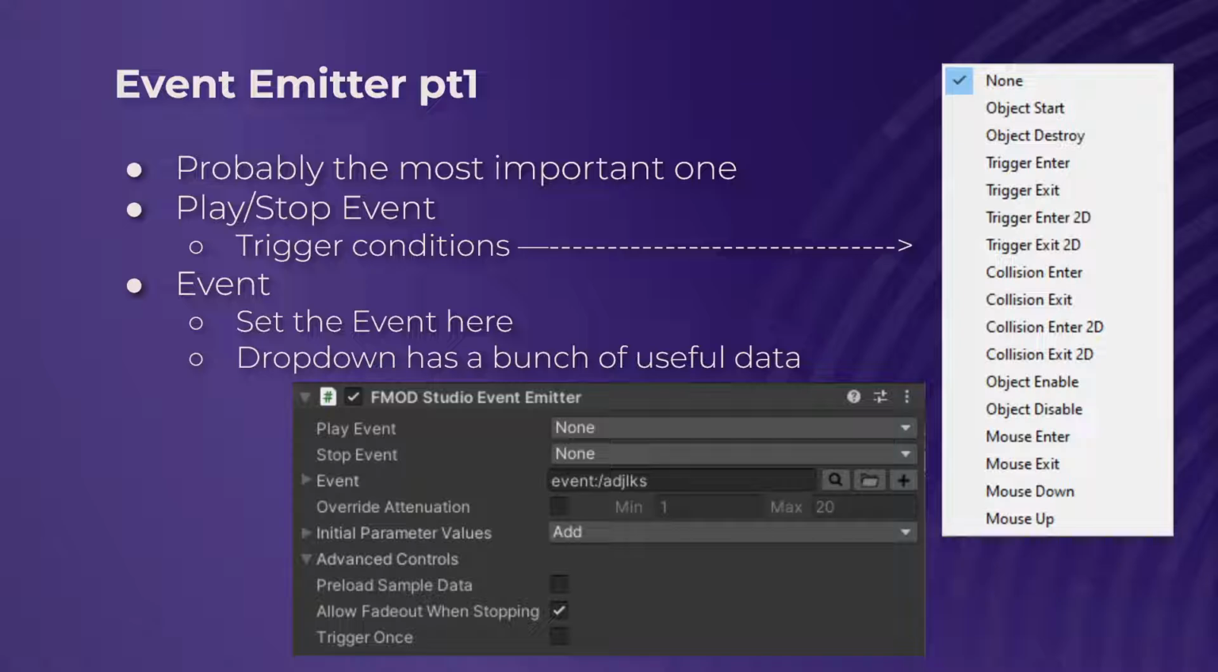Since you got an emitter on the object, you're going to want to route an event to it. So right below the stop event is where you do that. You either click the magnifying glass to open up the event browser, you click the magnifying glass to just get a list of all the events, and then you can find it there. If you click the folder, that'll open up the event browser, which is pretty cool. But we'll get to that eventually. It's a little window that pops up.